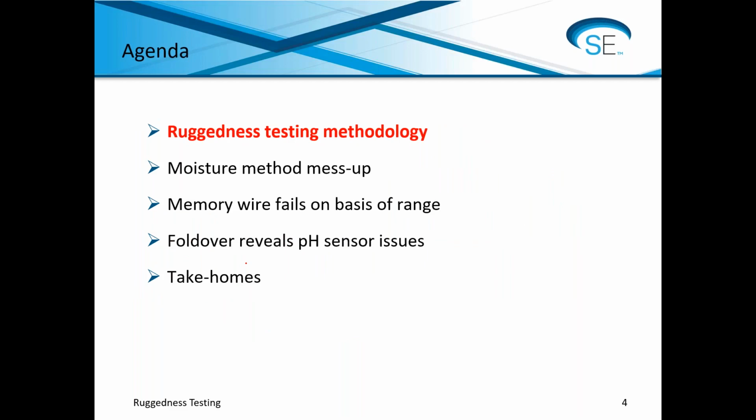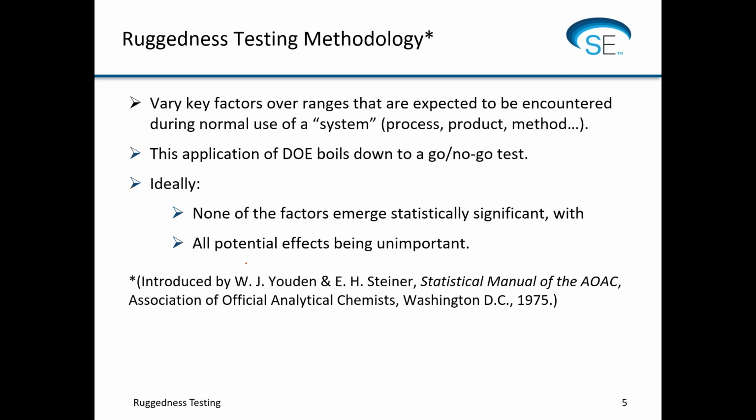So let's begin and talk a little bit more about the ruggedness testing methodology. The ruggedness testing methodology was introduced by Uden and Steiner for analytical methods back in 1975. The idea that they had was to vary key factors over the ranges that you would expect to be encountered in your normal use of the system. And again, this could be a process or product, but they were focusing on test methods.